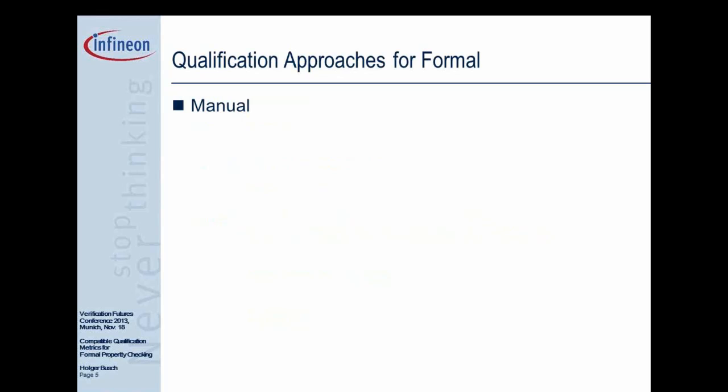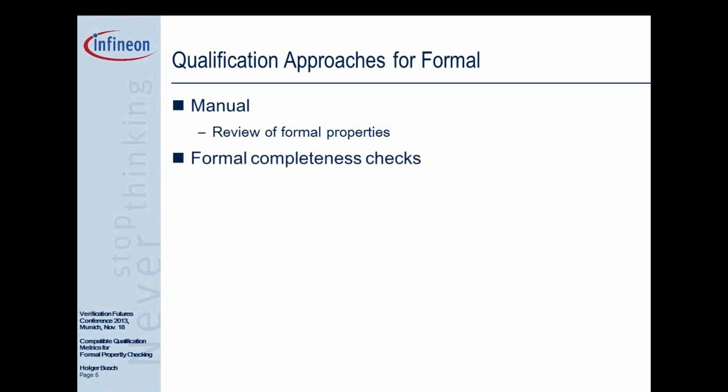What are the classical approaches for formal verification? The most simple one is manual inspection of properties. But there's a problem, of course, because the other person who has to do the inspection must understand the properties, which, if the properties are sufficiently simple, is not really a too difficult task, but of course it's not really acceptable in terms of ISO 26262.